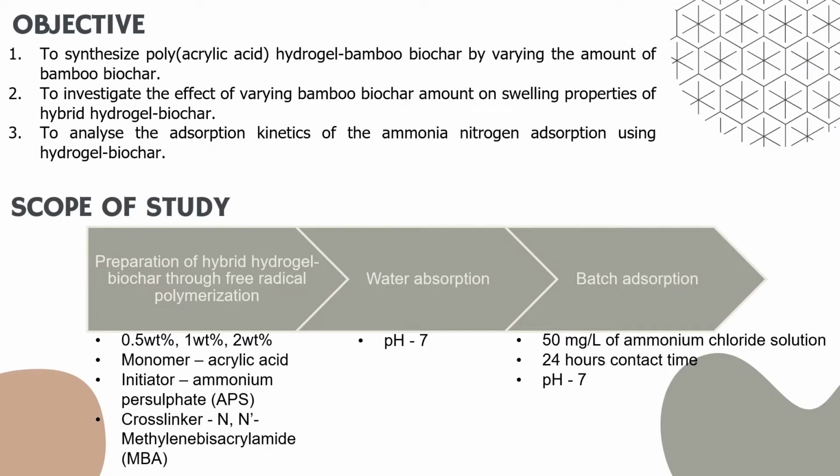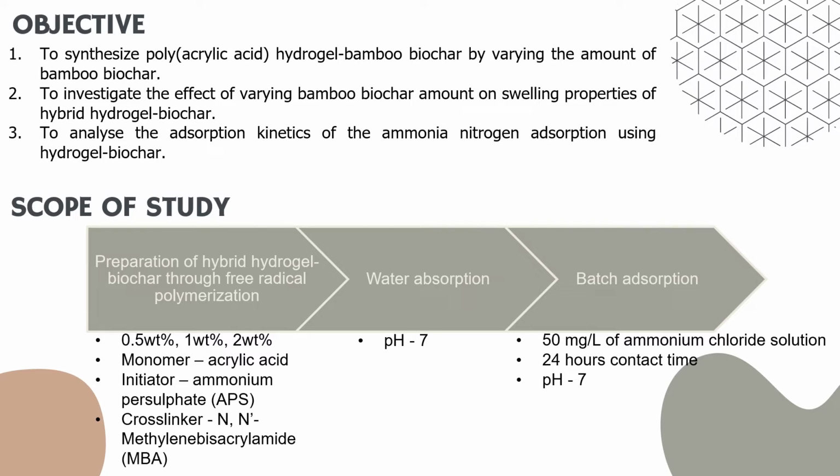The objectives of this research are to synthesize polyacrylic acid hydrogel bamboo biochar by varying the amount of bamboo biochar, to investigate the effect of varying bamboo biochar amount on the swelling properties of the hydrogel biochar, and to analyze the absorption kinetics of the ammonia nitrogen absorption using hydrogel biochar.